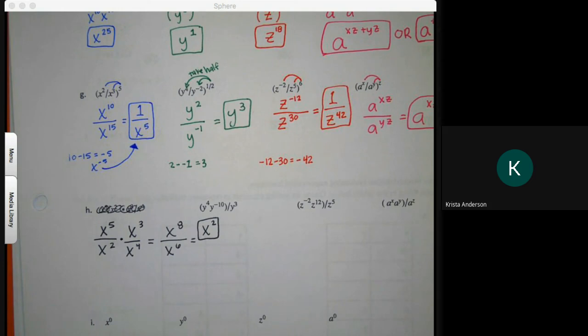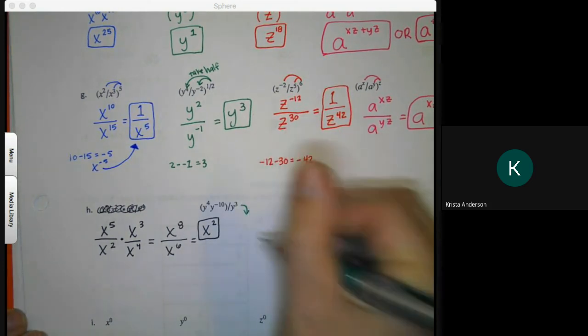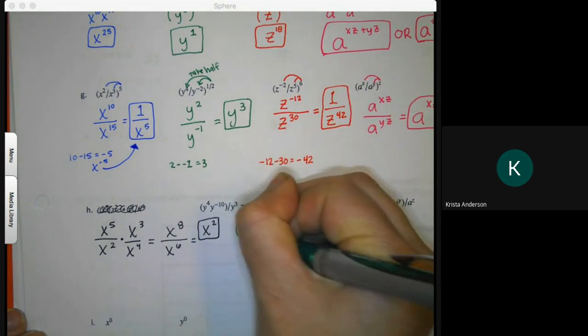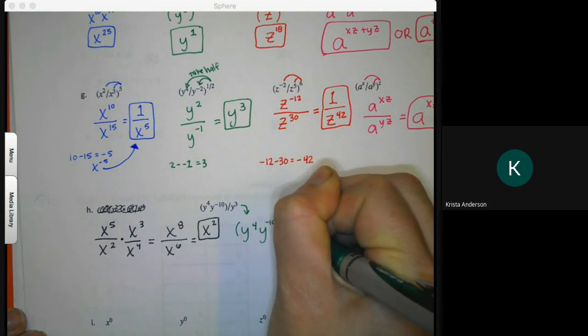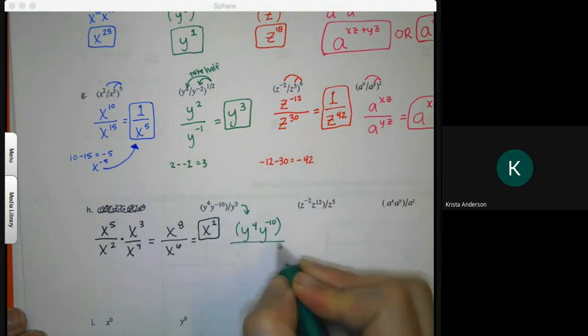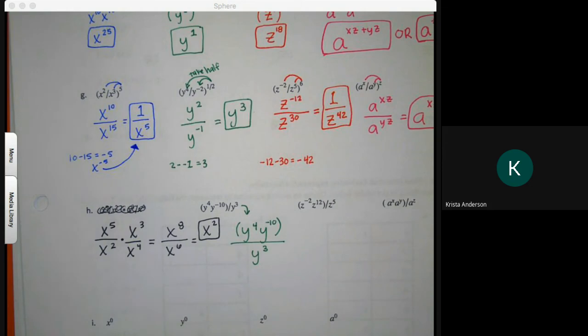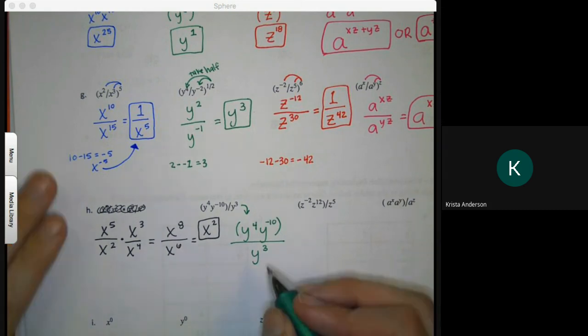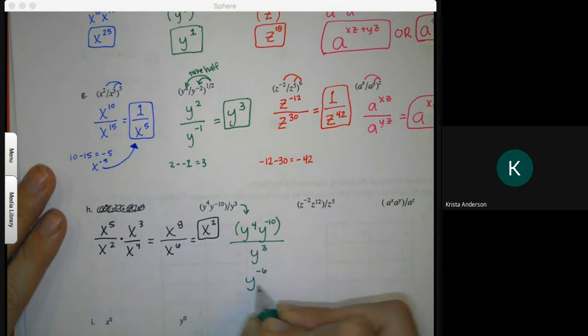All right, let's rewrite this one as well. It looks a little weird. Y to the 4th, y to the negative 10th, over y to the 3rd. What's 4 and minus 10 put together? Negative 6.